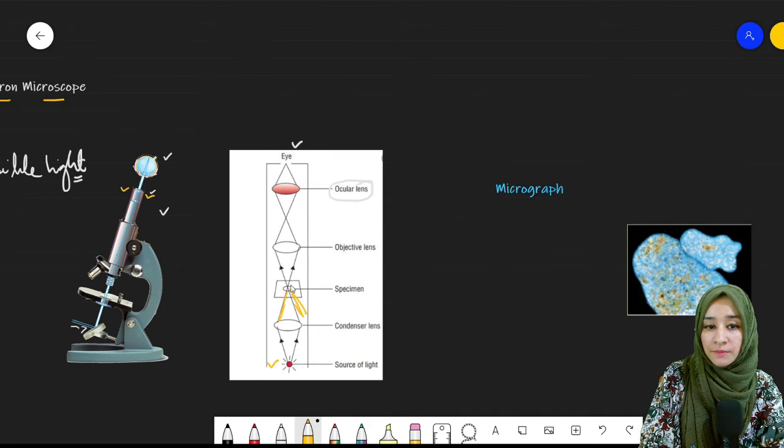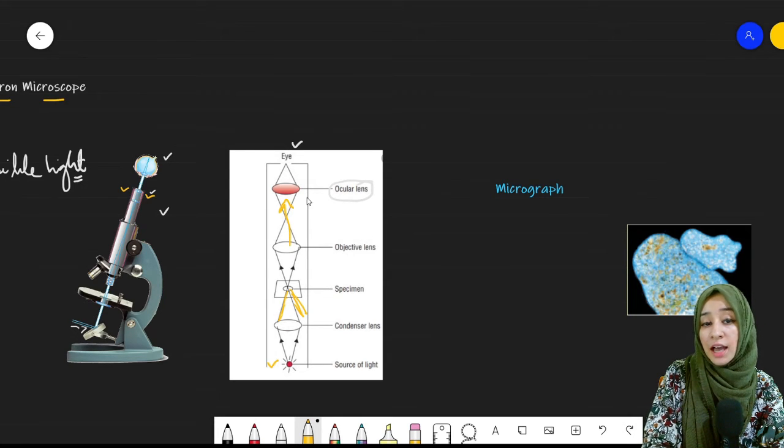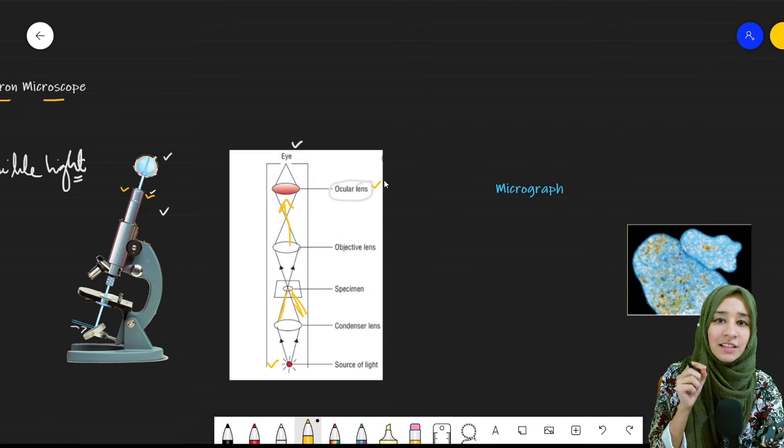Now the specimen, this light will pass through it. It will pass towards the objective lens. The objective lens will collect that light, will magnify the image, and that magnified image will then move from objective lens to the eyepiece that consists of the ocular lens, and this ocular lens will further magnify the image and will then show it to the eye, to the eyepiece.